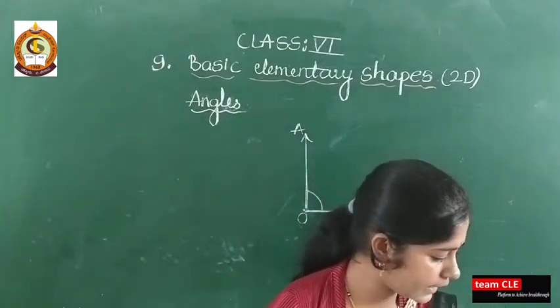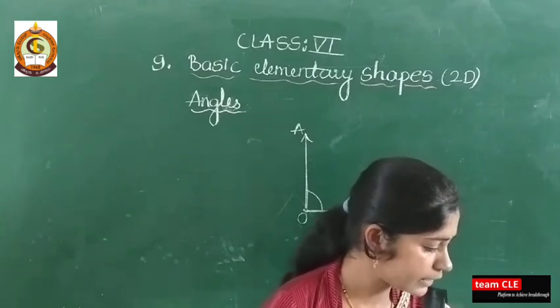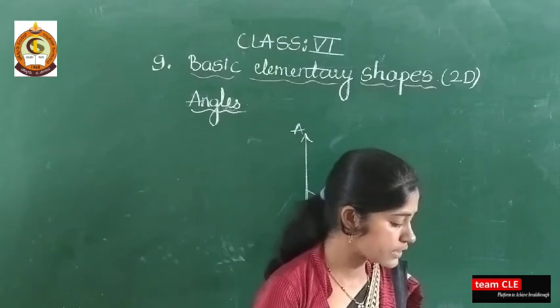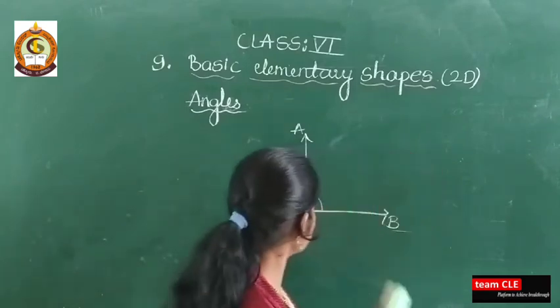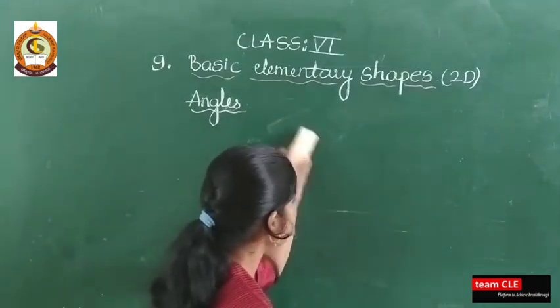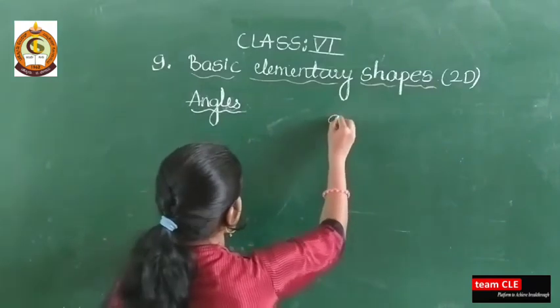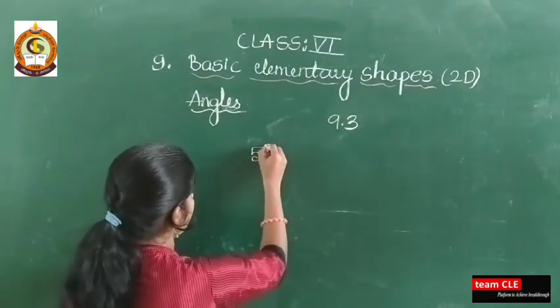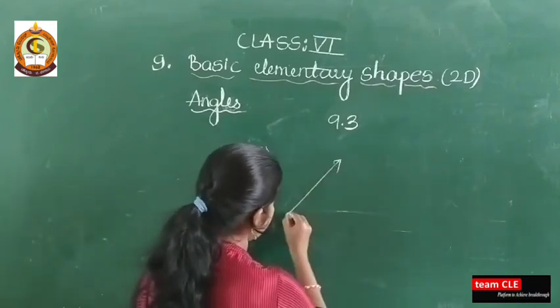So let us see some examples they gave in exercise 9.3. In exercise 9.3, the question is: name the vertex and arms of the following angles. So let us see those examples. If you understood, then you can write those examples easily. Exercise 9.3, fifth main. See here, they gave figures like this.